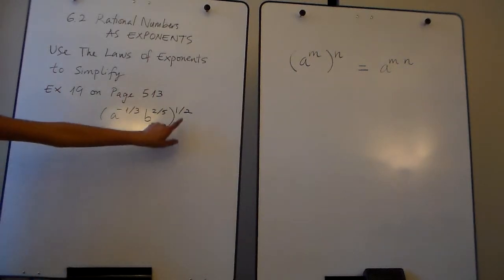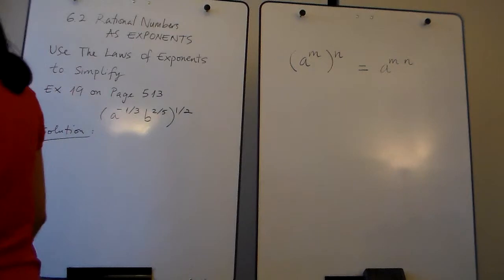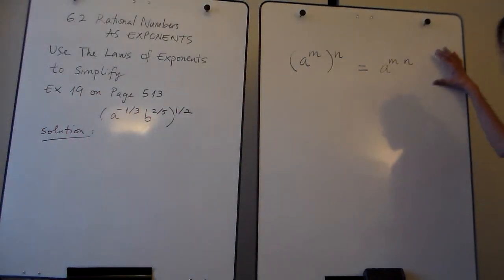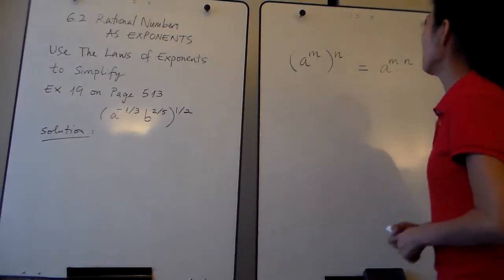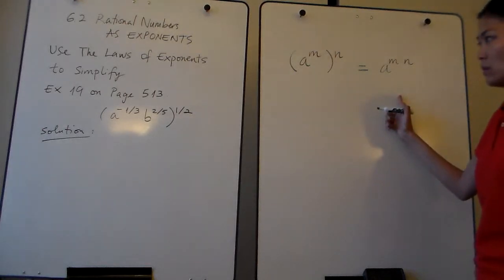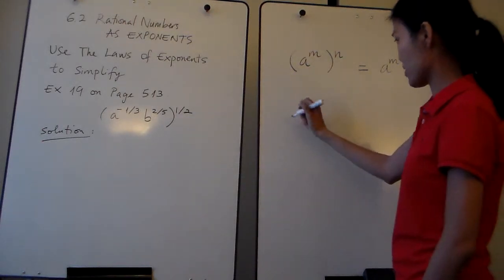Now we have the 1/2 outside as the exponent of both these variables. So we're going to use this law of exponents for this Example 19. For this case, they look a little bit different, but they're very similar. So let me work on the side.